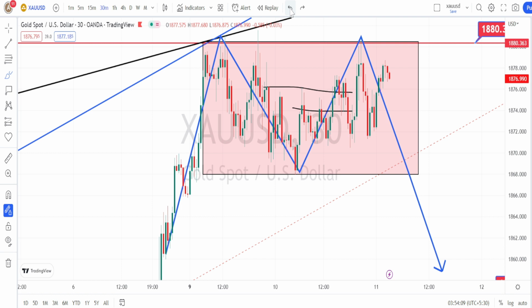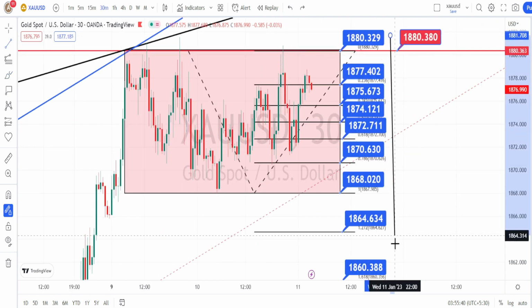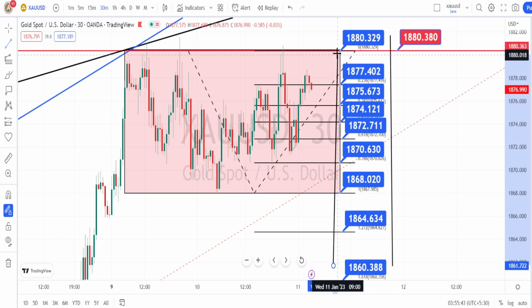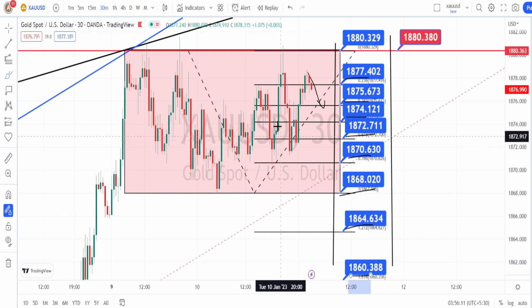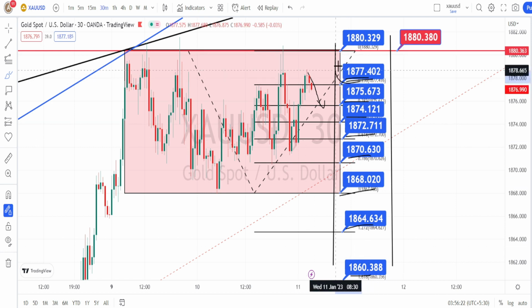Let us mark the support and resistance levels. So the values within this blue color boxes are the resistance and support levels for current price action in 30 minutes time frame. Currently the price action is trading between the resistance level of 1877 and support level of 1875. Once the price action breaks this support level of 1875, next level of support is going to be around 1874, 1872, 1870, 1868, 1864 and 1860. And on the bullish side, if the price action breaks the resistance level of 1877, next level of resistance is going to be around 1880.